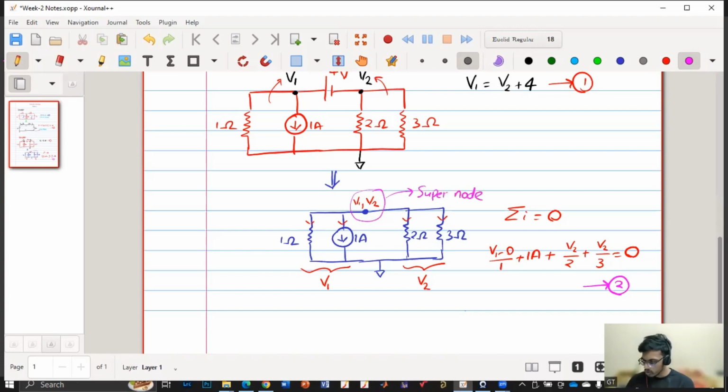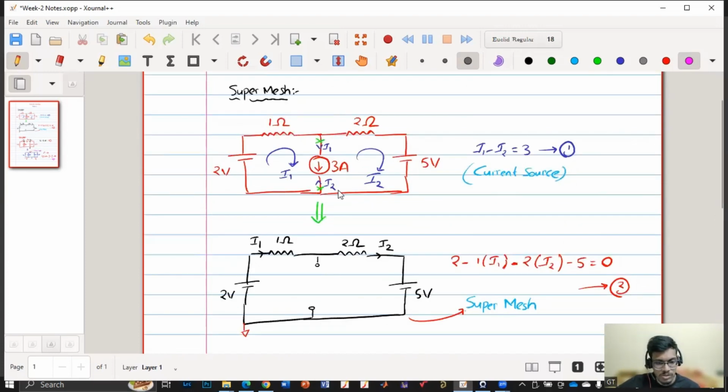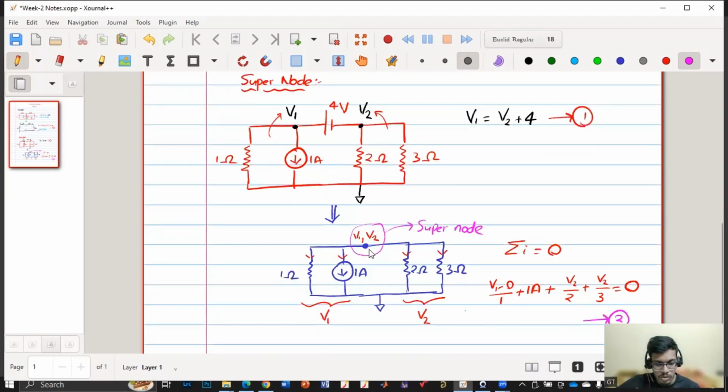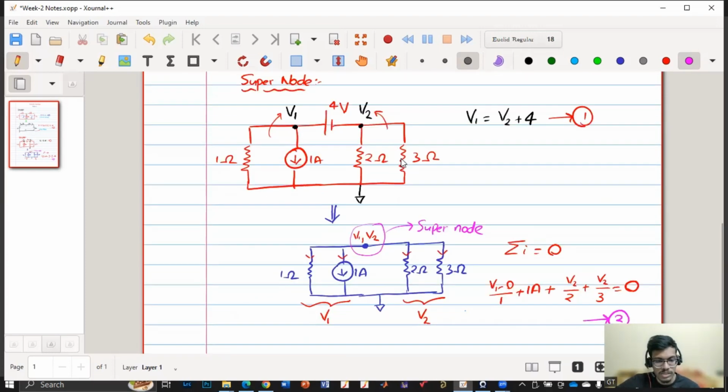So if you can correlate between these two, here we have Supermesh, the mesh obtained by removing this current source. And here we got the supernode, which is by removing this voltage source. So you can correlate this example with that example. They're just analogous to each other. In that case, it is current source and mesh. Here it is a voltage source and nodes.